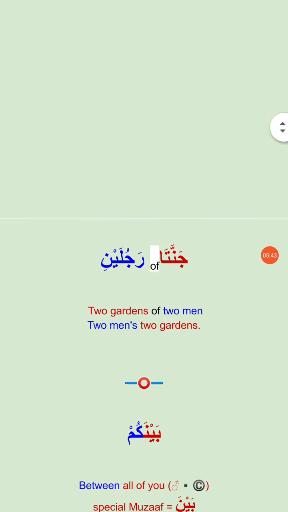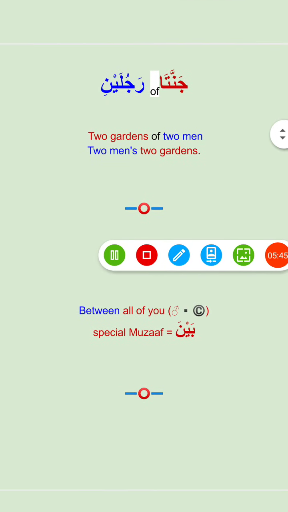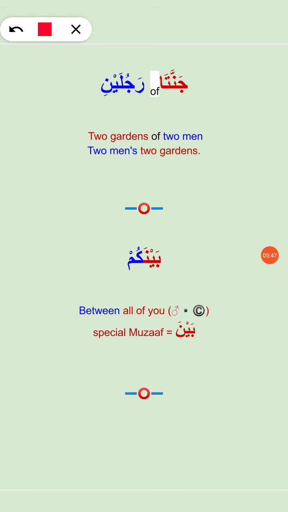Okay, next. So our first example is Jannata Rajulaini, and as you can see, we have this little off here to remind us that off is always attached with the muzaf. Jannata. Now we know that it has to be light, and it has to be without al. So it is without al, but is it light? Yes, it is. Why? Because the noon has been checked out. It is actually Jannatani, but its noon has been checked out, in order to make it light, of course.